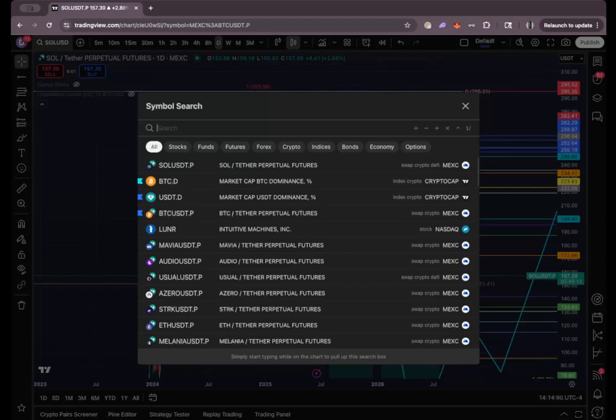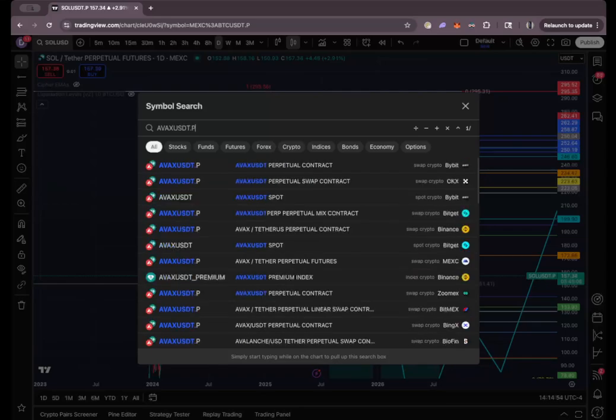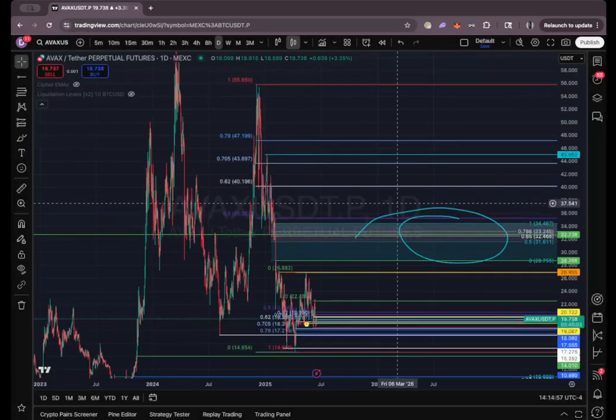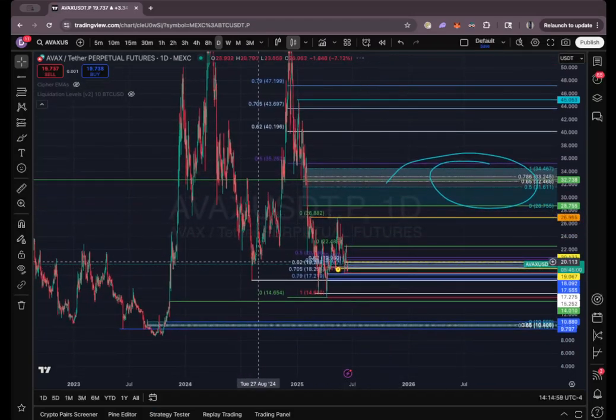Let's see. What else? What other coins are you guys looking at? AVAX. I'm going to humor you a little bit because AVAX is the same thing as always, right? We actually supported this range.